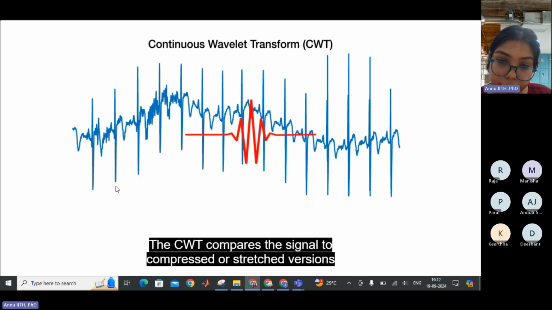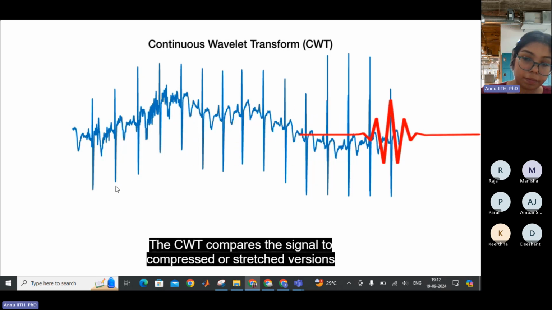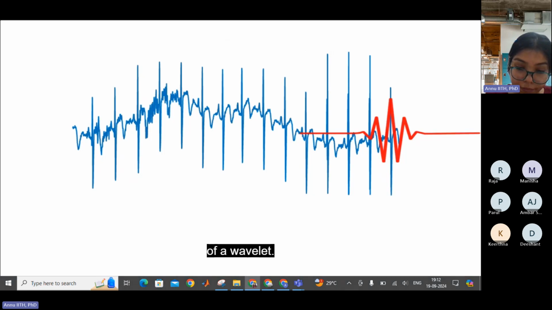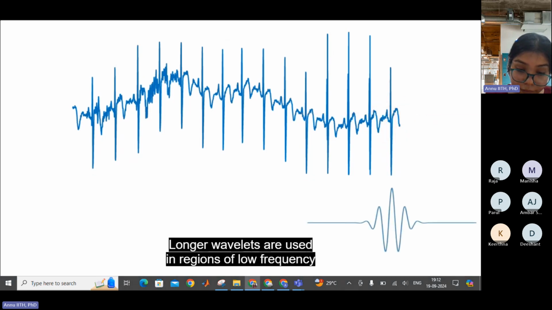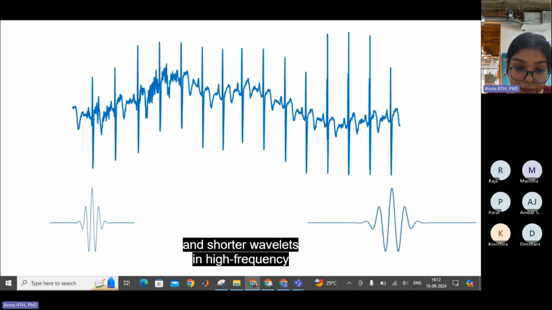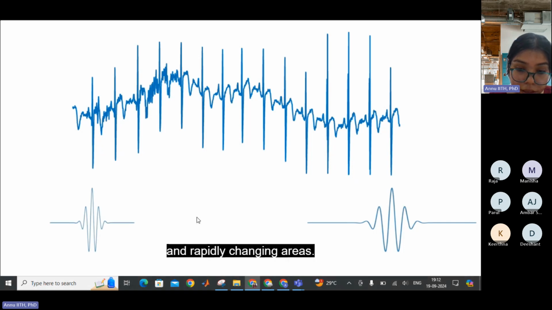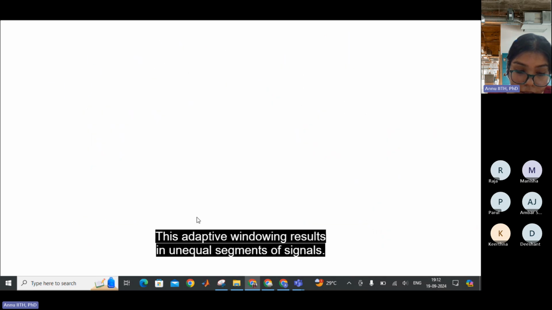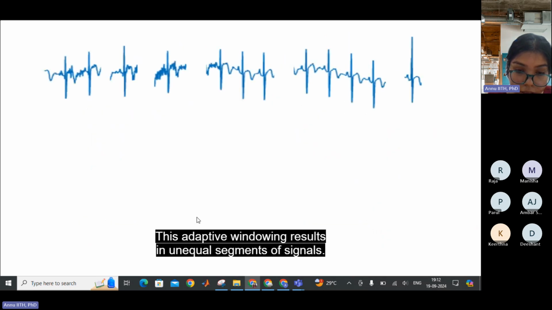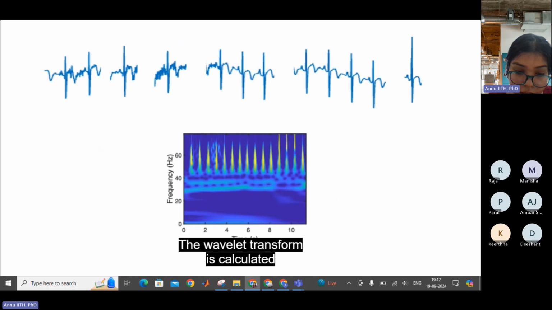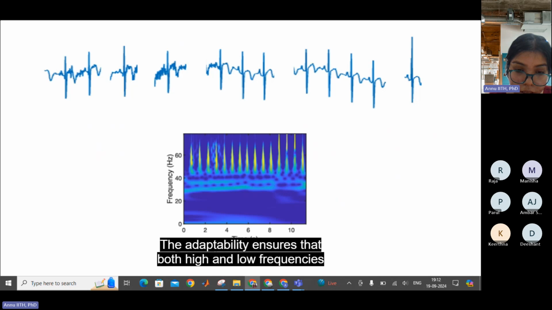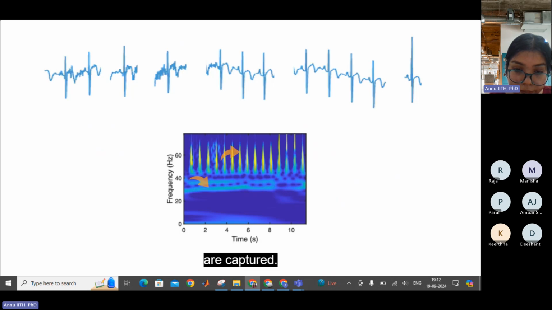The CWT compares the signal to compressed or stretched versions of a wavelet. Longer wavelets are used in regions of low frequency, and shorter wavelets in high frequency and rapidly changing areas. This adaptive windowing results in unequal segments of signals. The wavelet transform is calculated for each of these segments to get a scaleogram. The adaptability ensures that both high and low frequencies are captured.